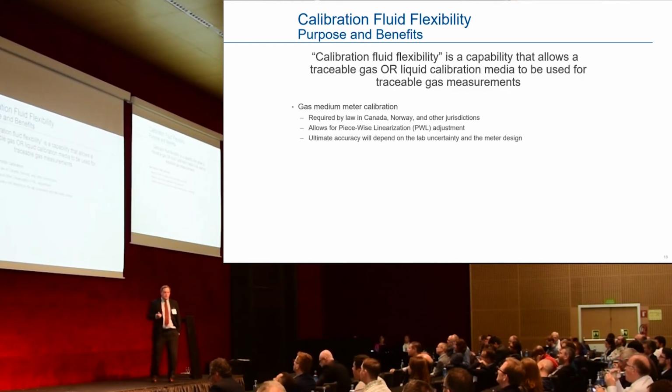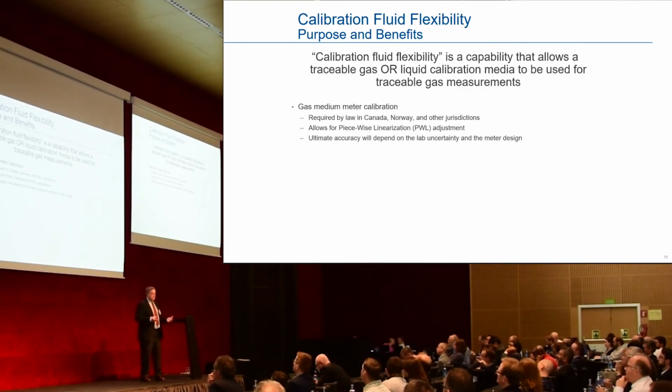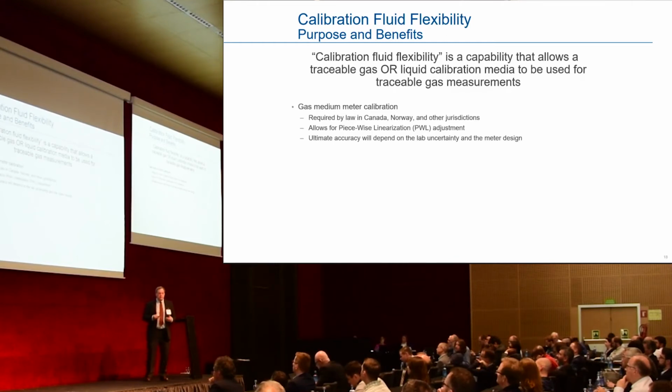But that opens up the possibility for a new feature that we offer, which is piecewise linearization. Previously, Coriolis meters typically would have a single adjustment factor, but with this piecewise linearization, you can linearize the Coriolis flow meter over the entire flow range exactly the same way you would for an ultrasonic meter. And this is how you can add value if you're doing a gas calibration, by achieving a better relative accuracy compared to your gas lab.